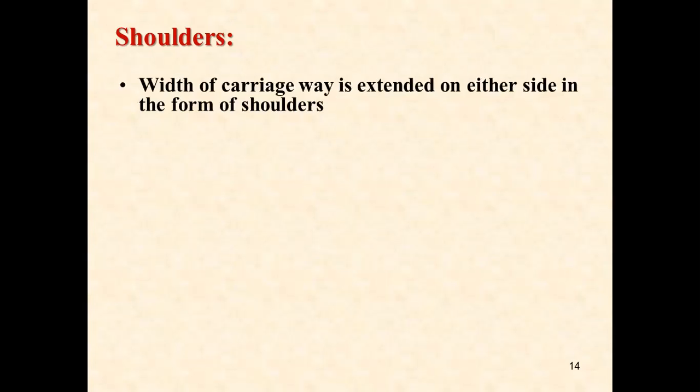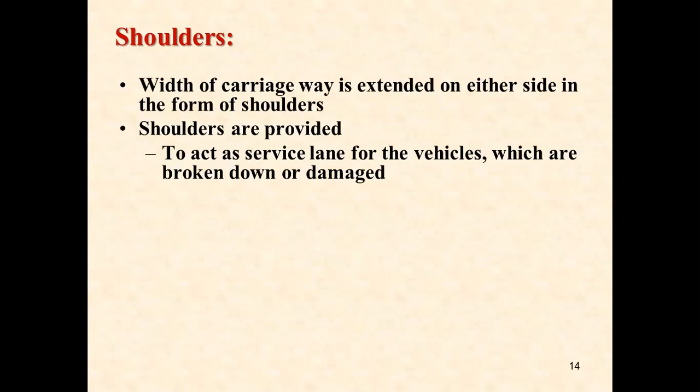So the width of the carriageway is extended on either side in the form of the shoulder. I already told you that. What is the purpose? The objective of the shoulders is to act as a service lane for vehicles which are broken down or damaged. If you keep a broken or damaged vehicle on the road, it will interrupt the traffic, so we take it out and park it on the shoulder. For that purpose we use the shoulder.